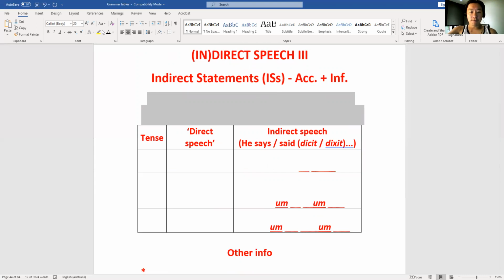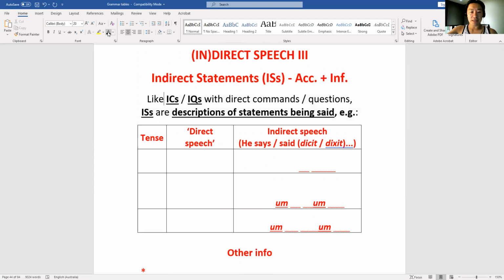So before we have had indirect, IC stands for indirect commands. So you can have a command like do your work, but then you change it to a description. The teacher asks the student to do his work, or literally the teacher asks the student so that he may do his work. Then you can also describe questions. What are you doing? The man asked the woman what she was doing.